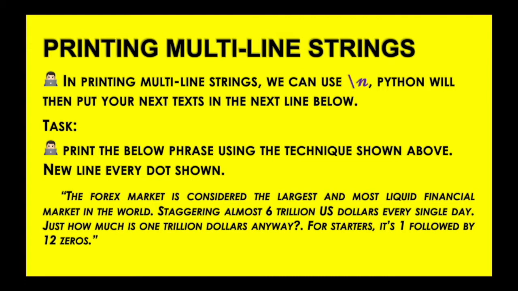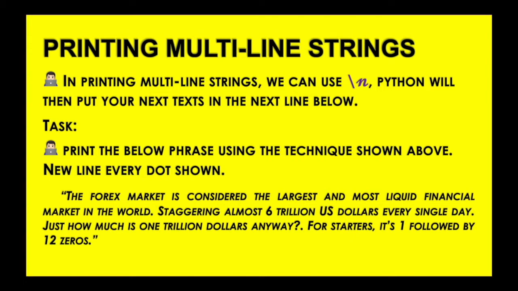Then there is a dot, meaning our task should put the term "staggering" on the next line. So: staggering almost 6 trillion US dollars every single day. Then there's another dot, meaning the part starting on "just how much" should be on the next line: is $1 trillion anyway. There's another dot, so for starters, these two words must be on the next line. Okay, so let's go again to our Jupyter notebook.